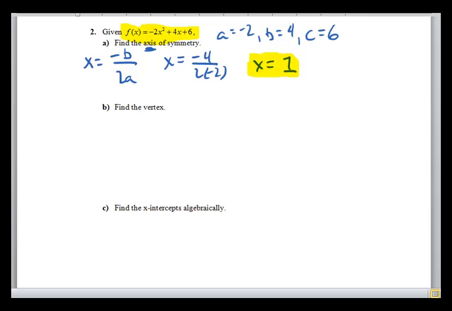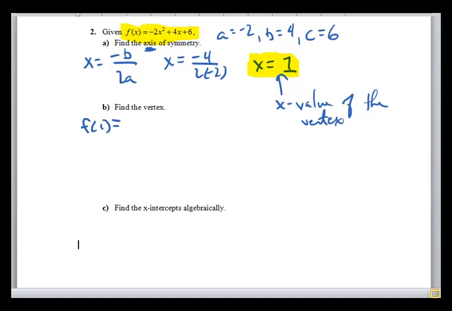All right. So now the nice thing is, once you found the axis of symmetry, it was also the x value of the vertex, right? Because the vertex is on the axis of symmetry. So whatever the axis of symmetry is, in this case it's 1, x equals 1, the vertex is going to be 1 comma something. So how do I find what the something is? I just evaluate the function at 1.